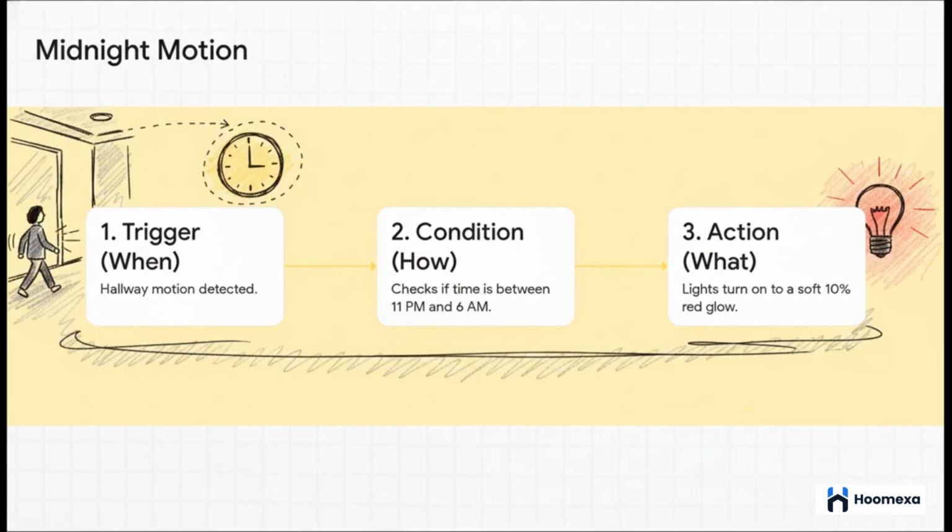Now this is a fantastic example of automation that's truly smart. The trigger is simple, motion in the hallway. But here's the clever part. The routine adds a condition. It only runs if it's between 11 p.m. and 6 a.m. And instead of blasting you with bright light, the action is very specific. Turn on the hallway lights to a very soft 10% red glow. It's not just smart, it's considerate.